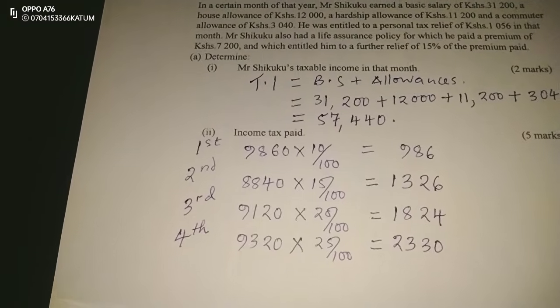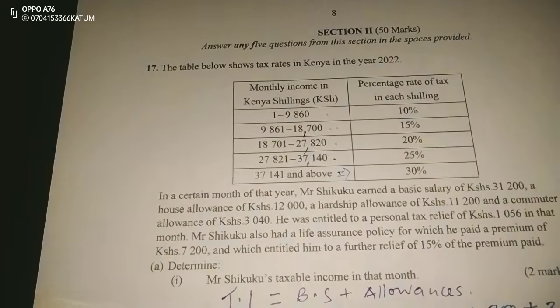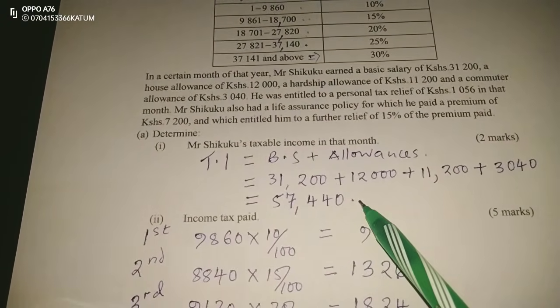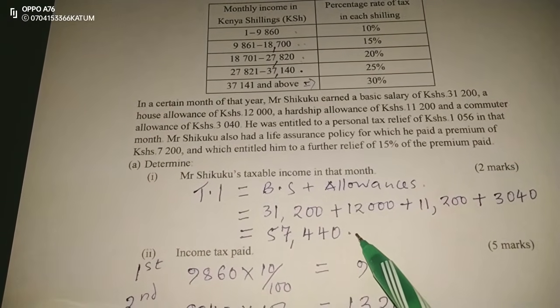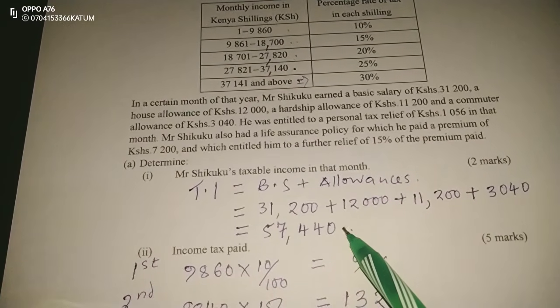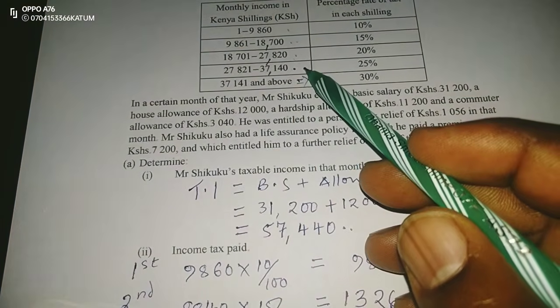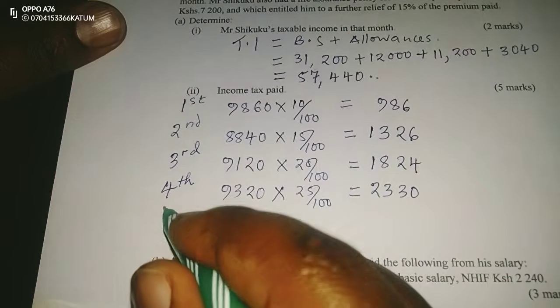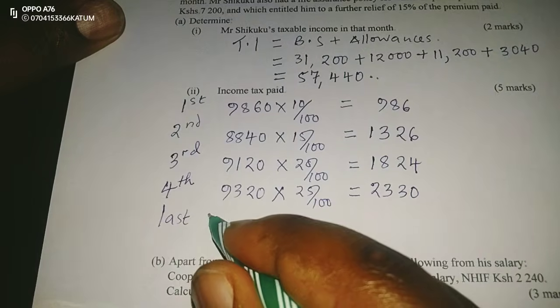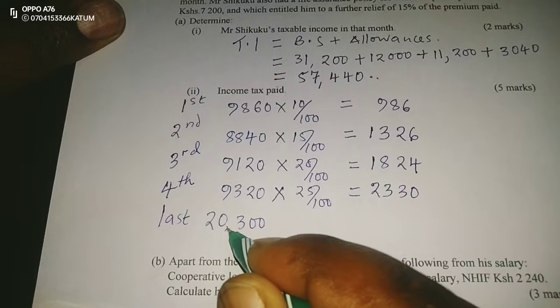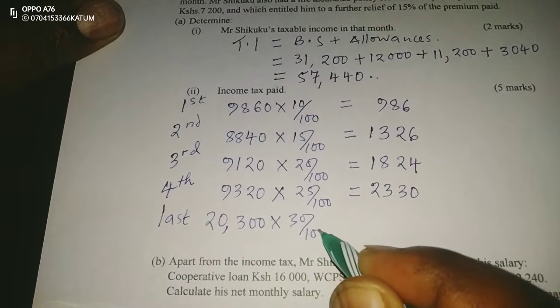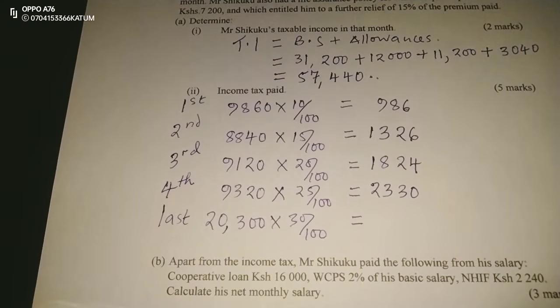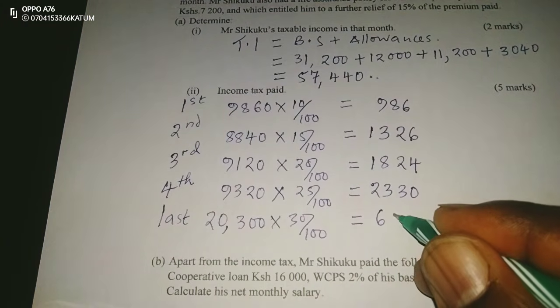Then finally, in the fifth bracket, we have taxed up to 37,140, but our taxable income is 57,440. That means the remaining amount which has not been taxed goes to the last bracket. So we take our total taxable income and we subtract the limit just before the last bracket: 57,440 minus 37,140 gives us 20,300. So in the fifth and last bracket, we are taxing 20,300 at the rate of 30%. This is going to give us 6,090.